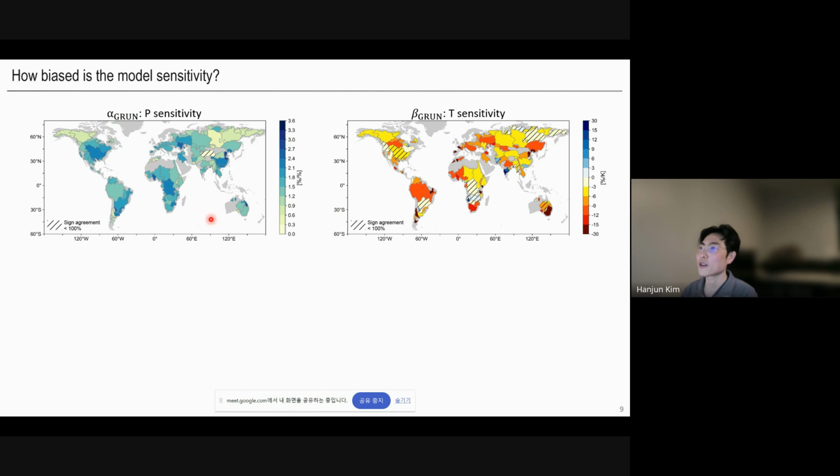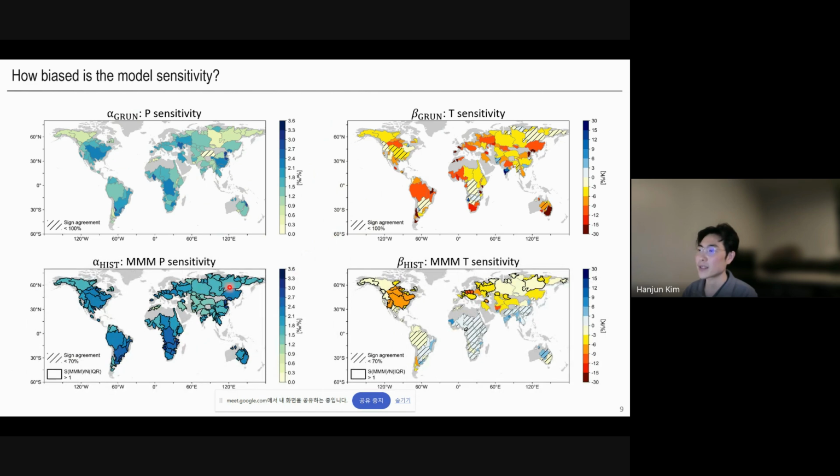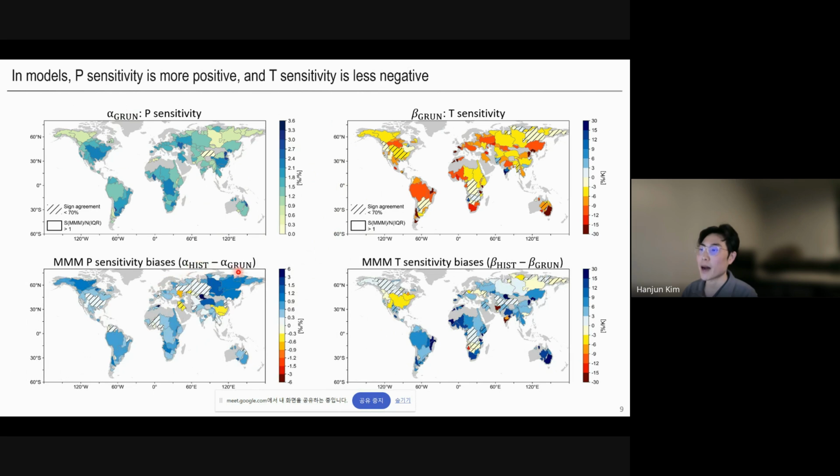So above is observed runoff sensitivity, and below is model sensitivity. When we get the model bias, for precipitation sensitivity, the model tends to have more positive values. And for temperature sensitivity, the model tends to have less negative values.